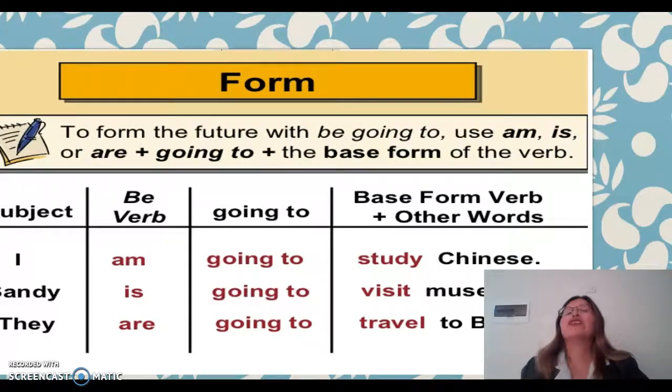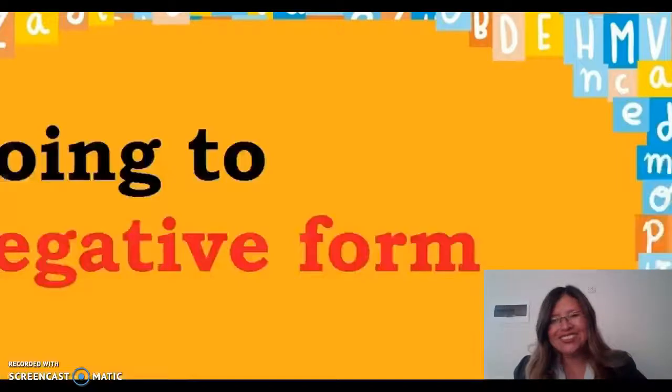So in this case, for example, let's remember how we make a sentence in affirmative form. So what do we use? We use the subject plus the verb to be plus going to plus the base form. Example, I am going to study Chinese. Sandy is going to visit museums. They are going to travel to Beijing.